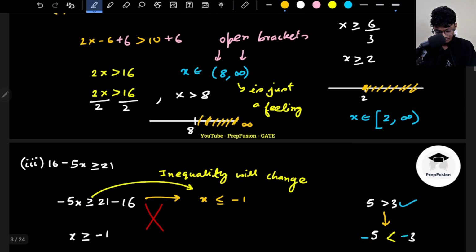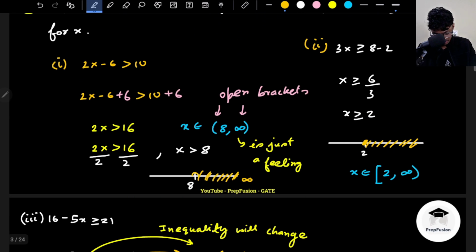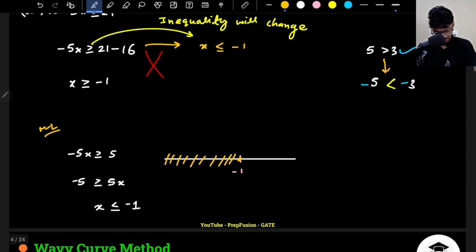If it was not included, that is my convention, it is nothing fixed, it's just my convention. If 8 is not included, I put an open circle, a hollow circle. And if, like here, minus 1 is included, I put a closed circle, a solid circle. So how will you represent this in mathematical terms? So x will belong to any number that is less than minus 1, including minus 1.